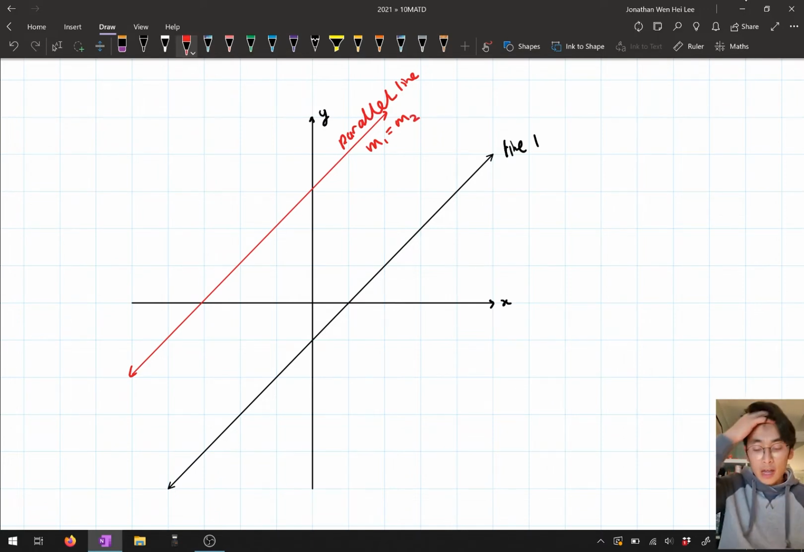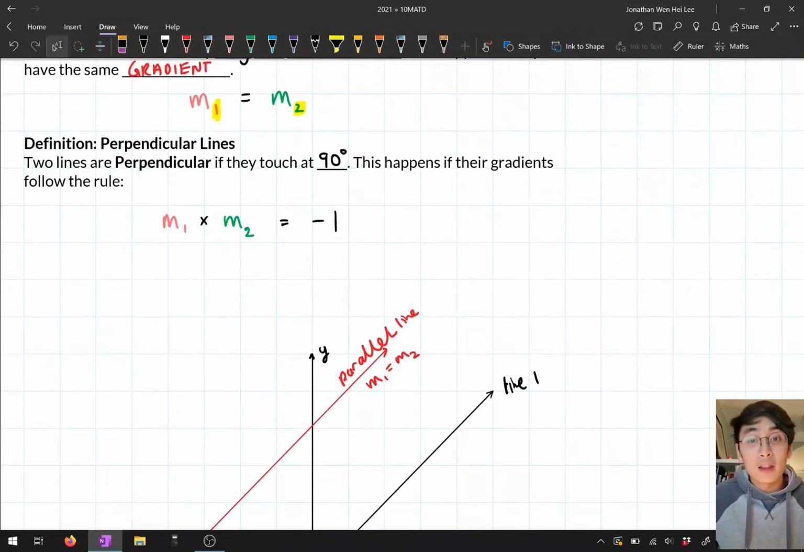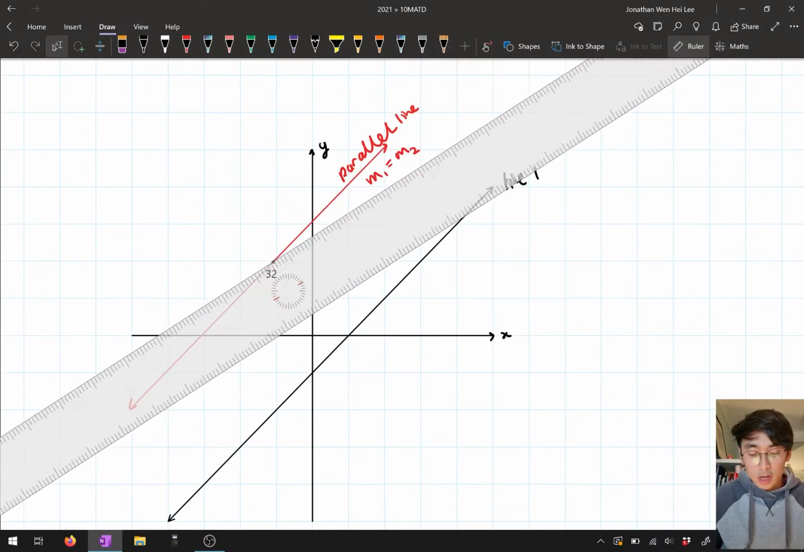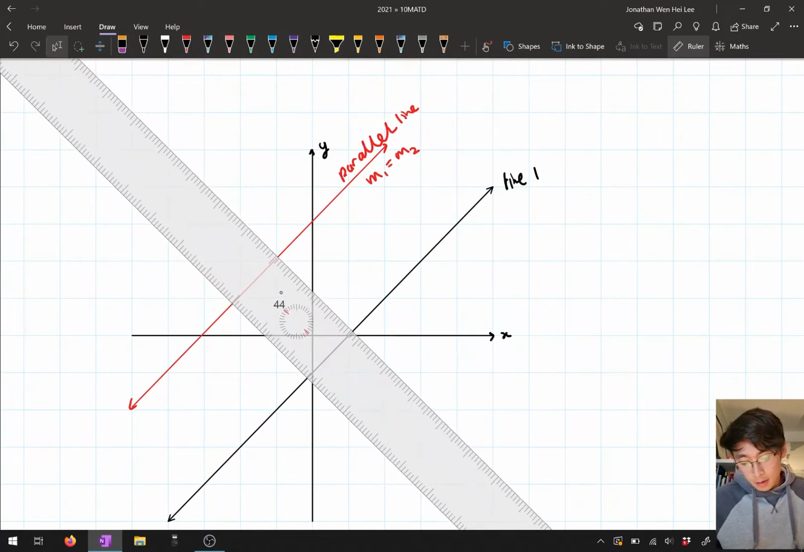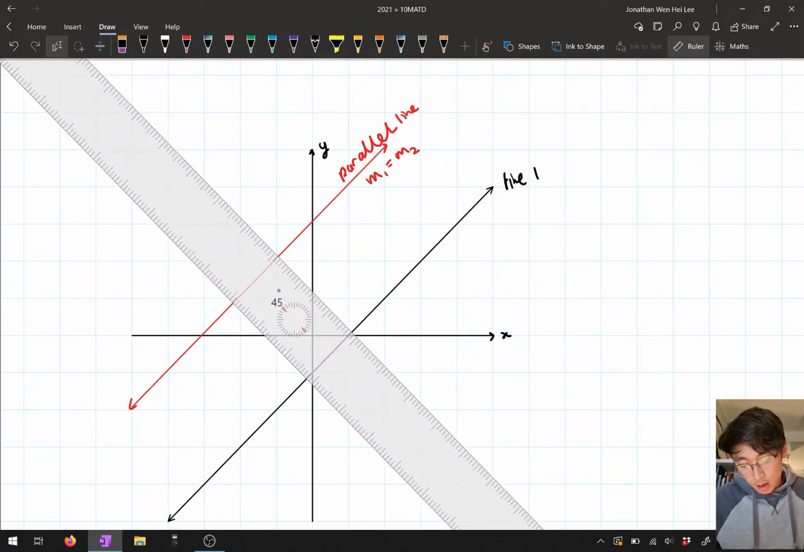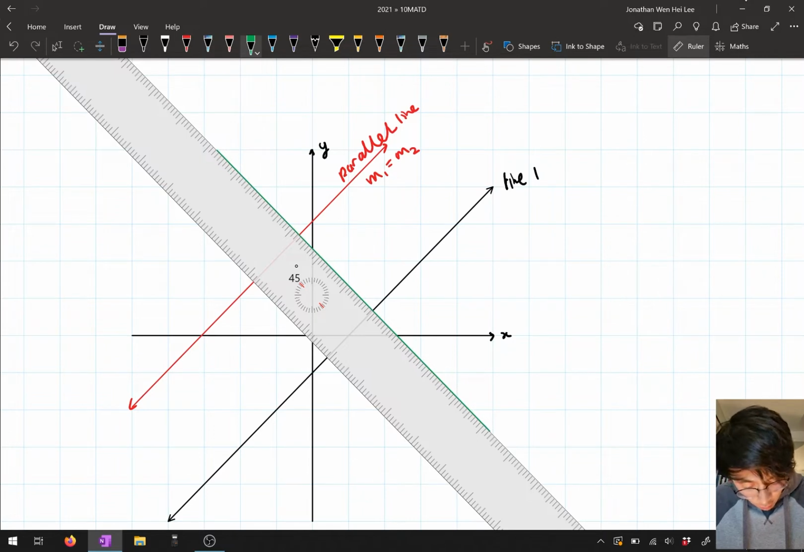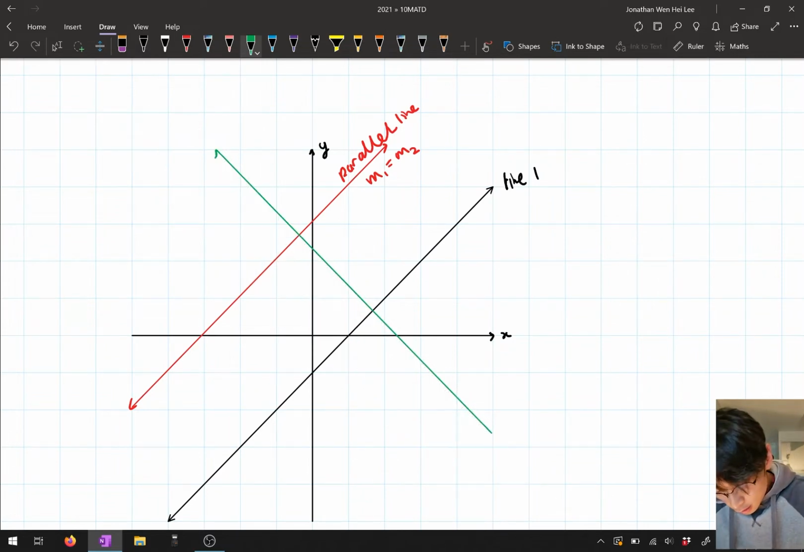Now on the other end, we also had perpendicular lines. Perpendicular lines means they touch at 90 degrees. So if I take my line here and I rotate it, going in the other direction now, and I draw a line like this, I'm going to draw it in green. Notice here that my new line that I've just drawn touches the first line that we had at 90 degrees. So that's what it means for a line to be perpendicular.